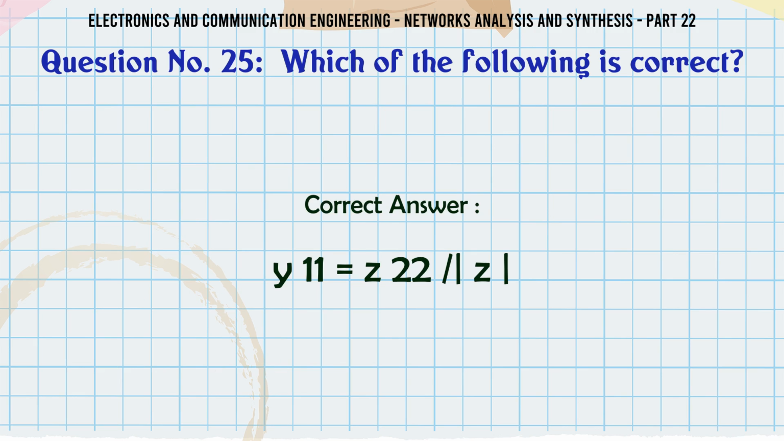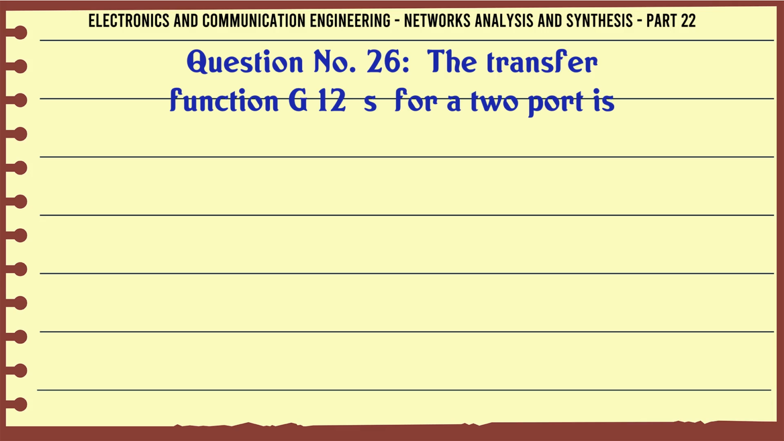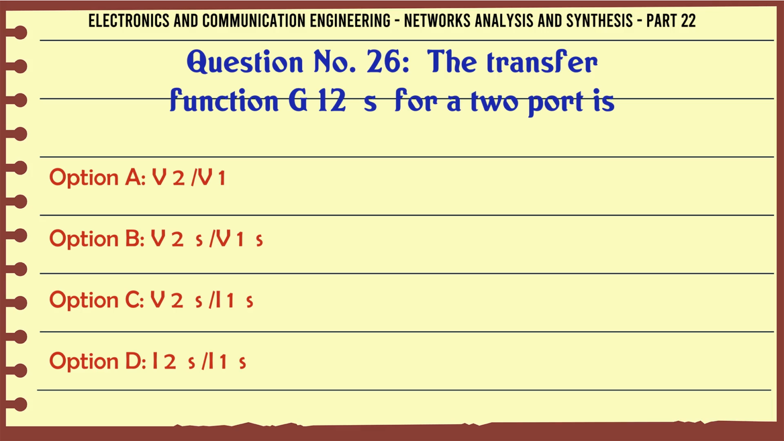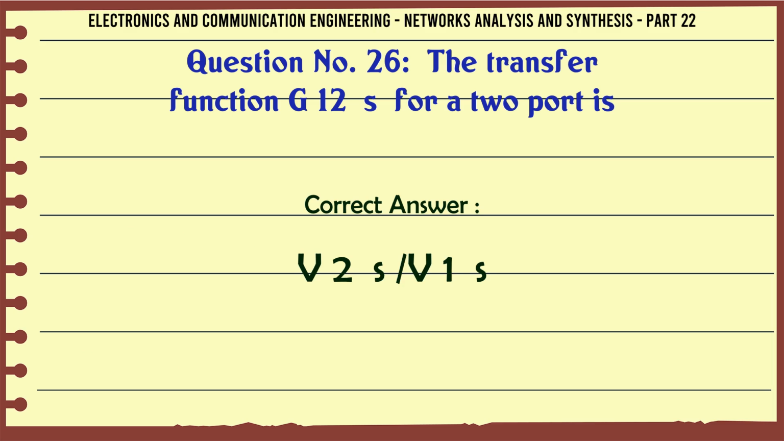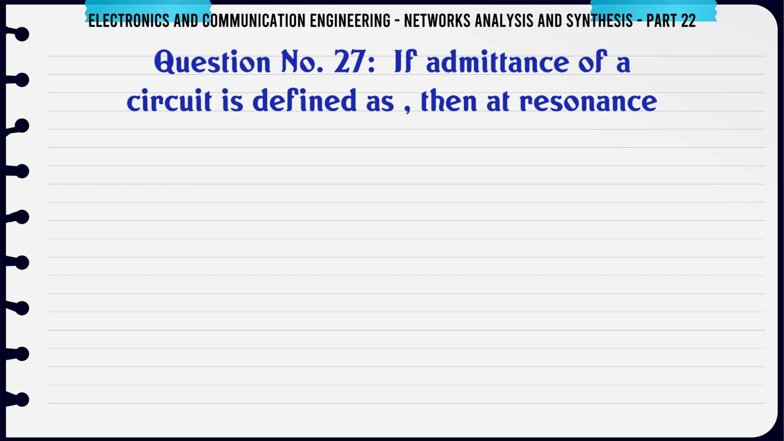Y11 Z22 Z. The transfer function G12(S) for a two-port is A. V2/V1, B. V2(S)/V1(S), C. V2(S)/I1(S), D. I2(S)/I1(S). The correct answer is V2(S)/V1(S).